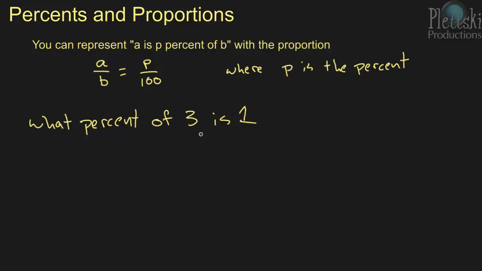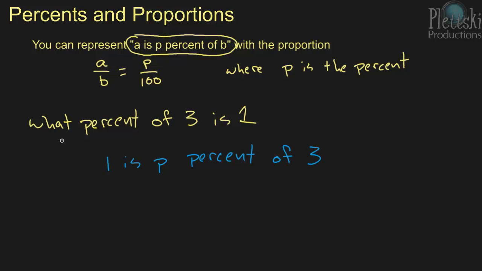So 3 is going to be our B, because we want to find what percent of 3 is 1, or another way to say that is 1 is what percent of 3. So we could rewrite this phrase up here as 1 is P% of 3, because we're asking what percent of 3 is 1, or 1 is P% of 3. That's just two different ways to write the same thing.